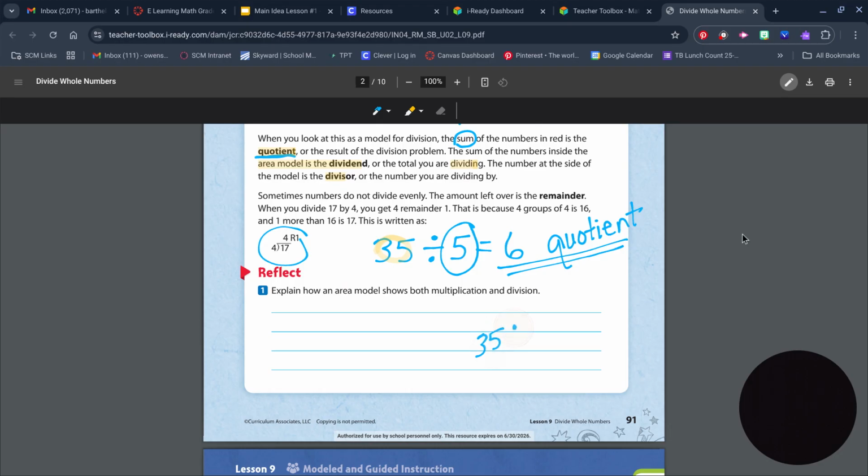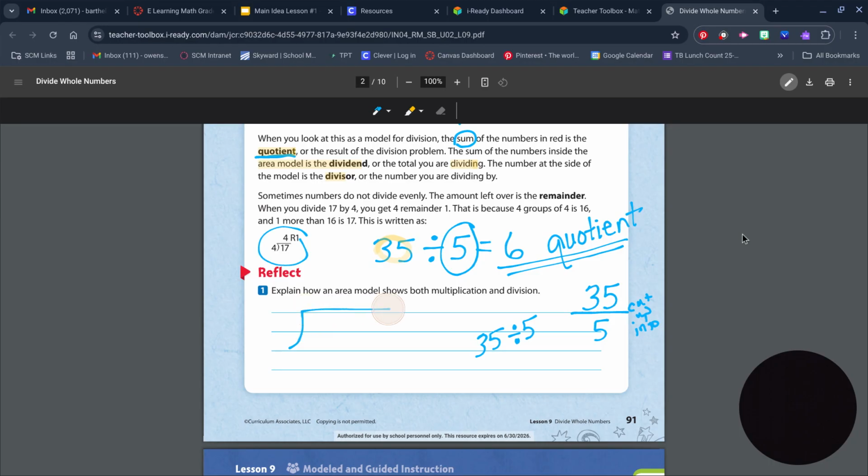35 divided by 5. Or it can look like this, which looks a lot like a fraction, and you're going to learn about that later in math. Oops, that should be a 5, not a 6. 35 divided by 5. And that division line right there still means cut up into. That doesn't change. And it can also look like this.